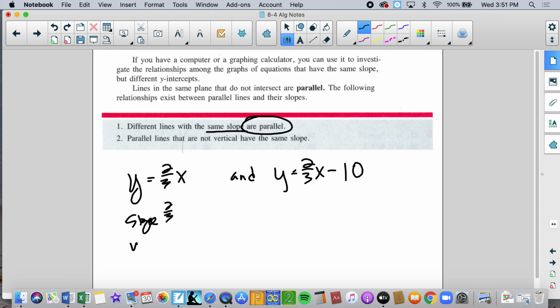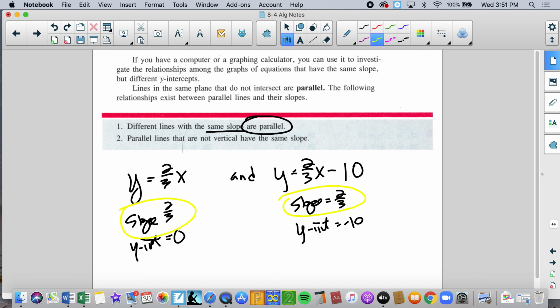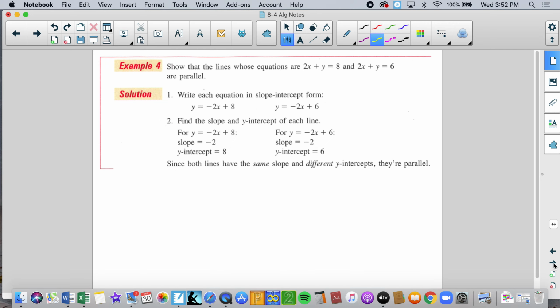What's the y-intercept? The y-intercept is 0. What's the slope of this line? The slope is 2/3. What's the y-intercept? It is -10. But because the slopes are the same, we know that these two lines are going to be parallel. So if we can find the slopes, we will know whether they are parallel. And if they're parallel, they won't intersect.